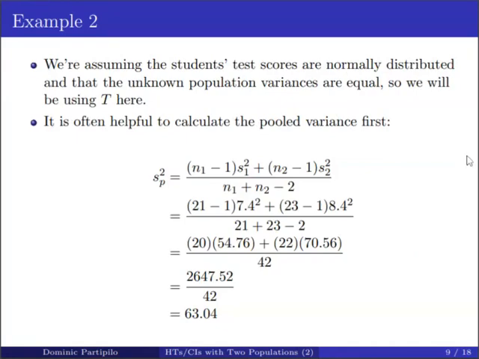So since we're assuming the students' test scores are normally distributed and that our unknown population variances are equal, we're going to be using t here. So remember, in the formula for the t statistic, we had something called the pooled variance. We assume the population variances are equal, so we pool them together to come up with this SP squared here. So when we plug all of that into this formula, we're going to come up with a pooled variance of 63.04, and we can use that as our SP squared in the formula.